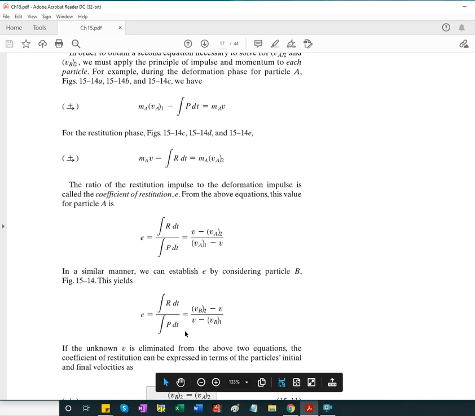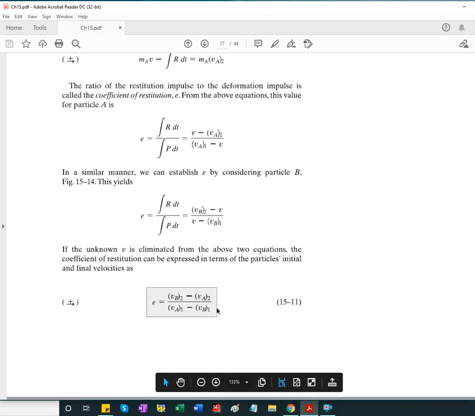And you do this for both particle A and particle B, and we ultimately end up with a more manageable formula for the coefficient of restitution. So it would be the velocity of particle B after impact minus the velocity of particle A after impact, over the velocity of A before impact minus the velocity of B before impact.